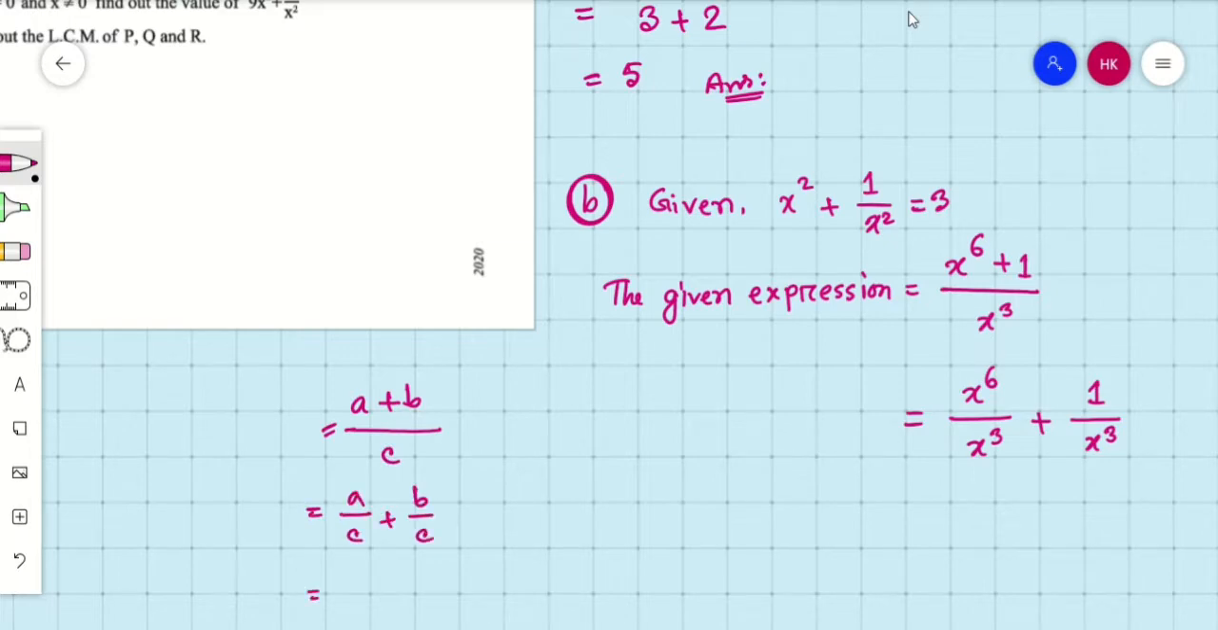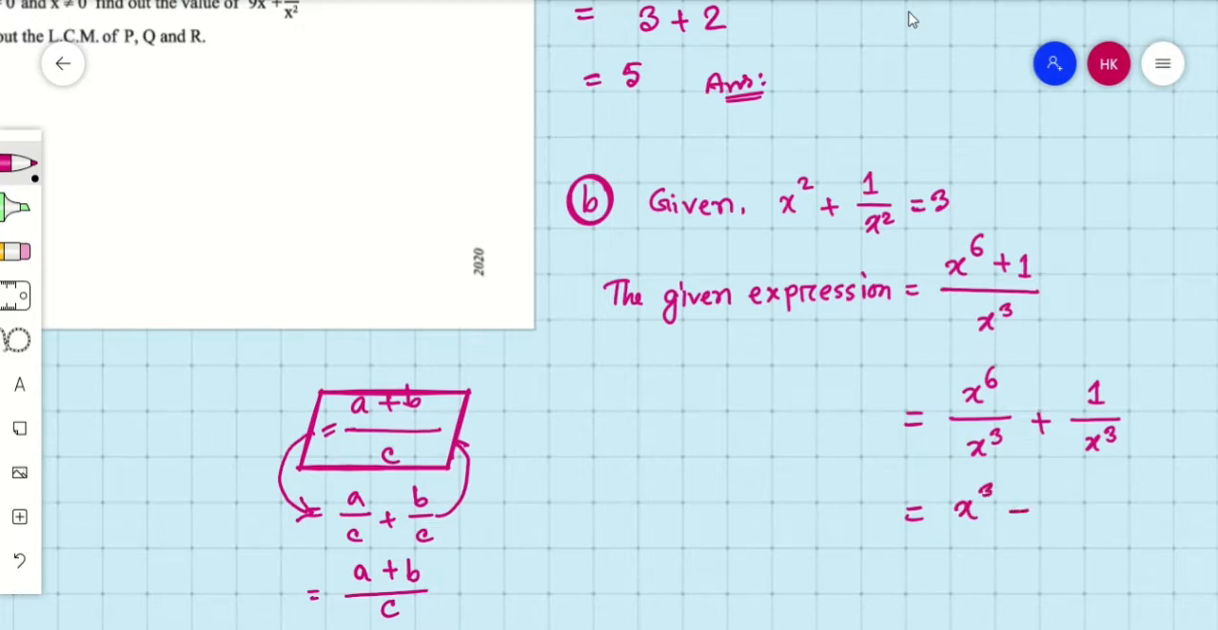How? Now if we just do the LCM of c and c, the LCM will be c. c divided by c is 1 times a, which is a, and then plus c divided by c is 1 times b, which is b. So from this line we can write this line, and vice versa. This thing we have done here. So x to the power 6 divided by x cube will be x cube plus 1 by x cube. Now we have to find the value of x cube plus 1 by x cube.